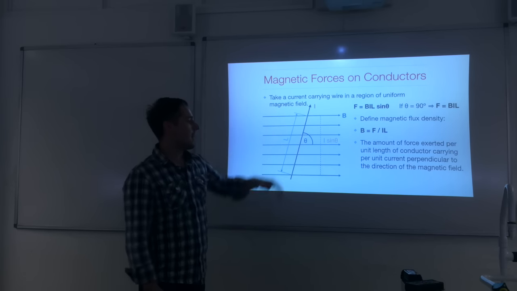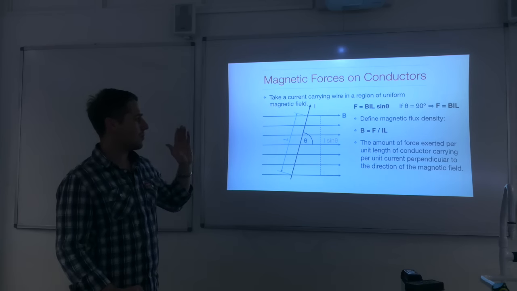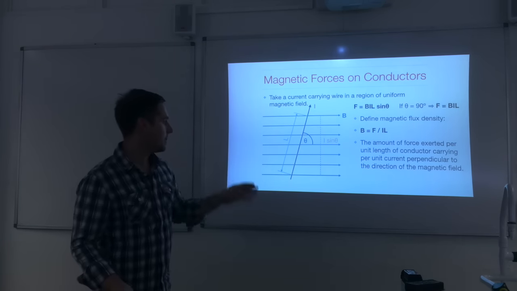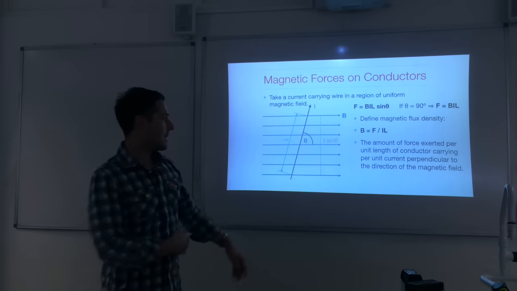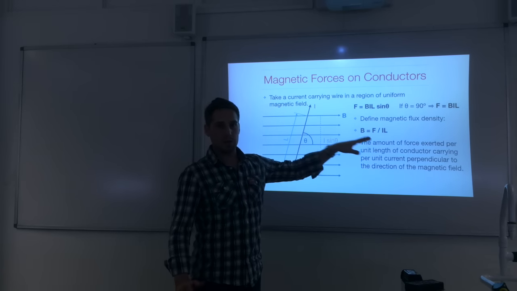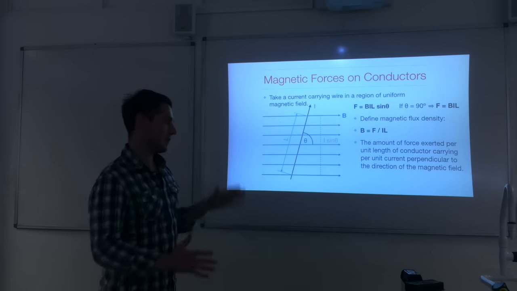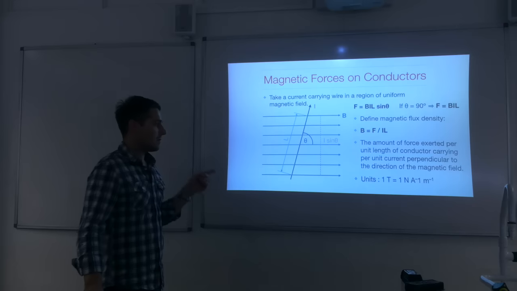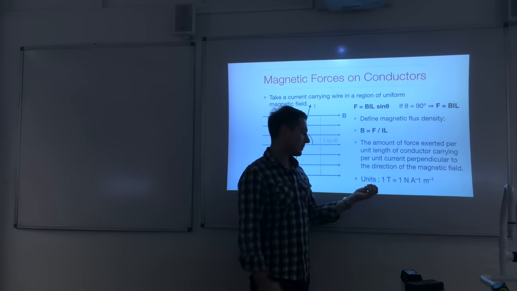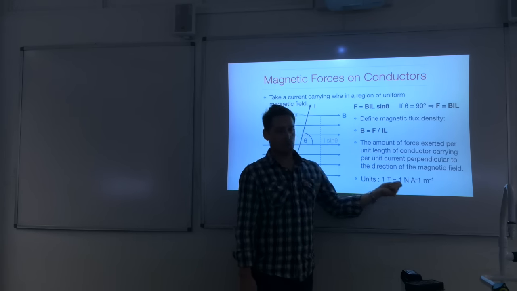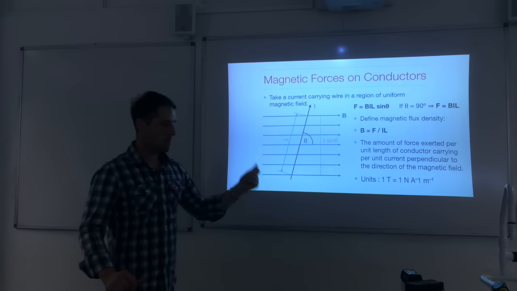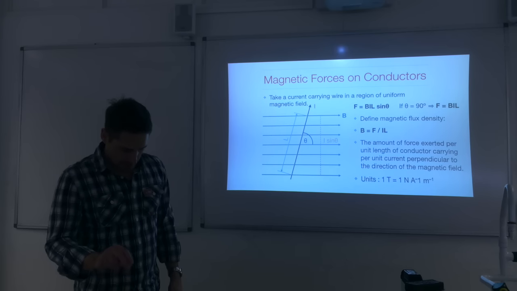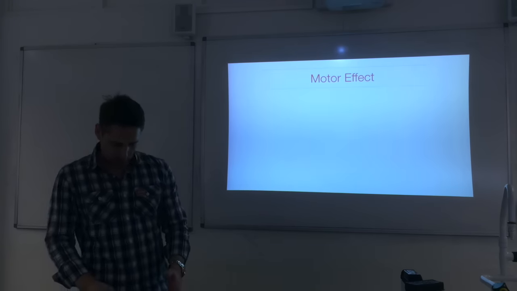a current carrying conductor, carrying a unit current which is perpendicular to the direction of the field. So if you want to define it, you want to set theta to 90 degrees so that it's perpendicular. And the unit there, you can use that to then define the Tesla. 1 Tesla is equal to 1 Newton per amp per meter. Okay, so that's our flux density.